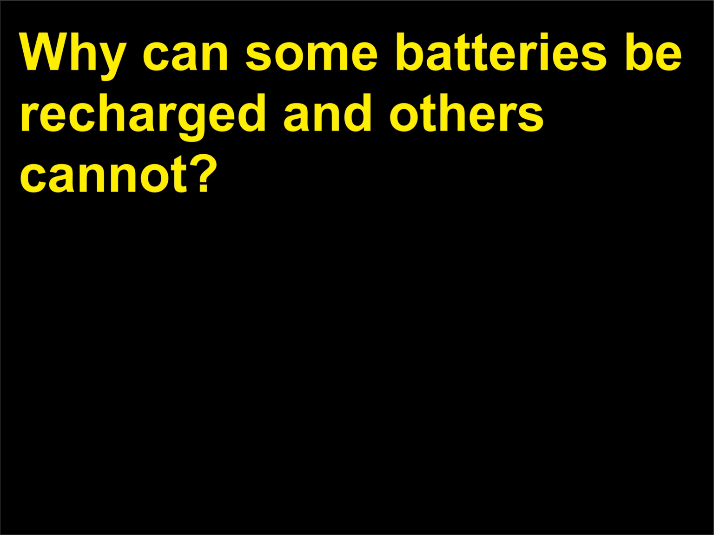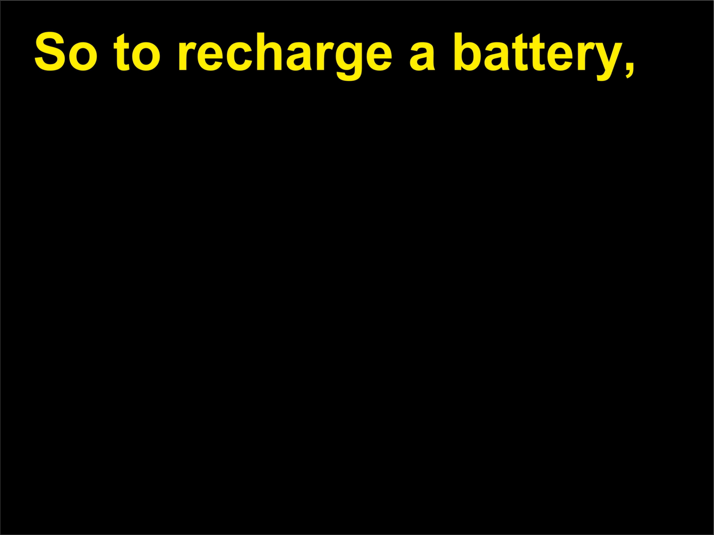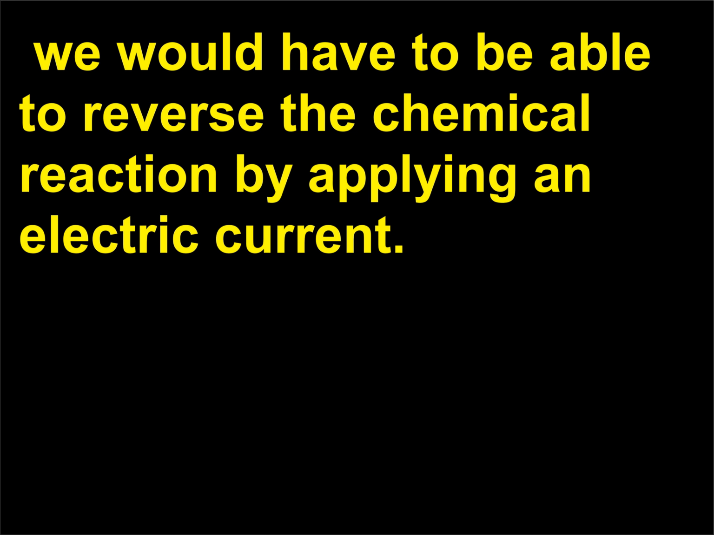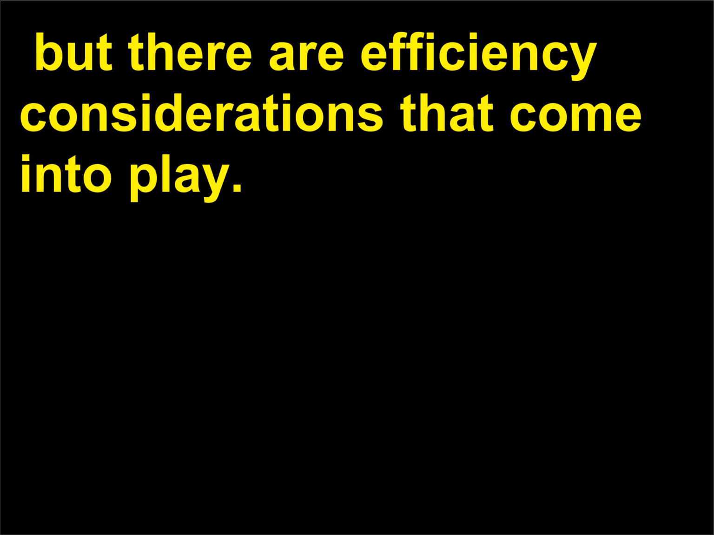Why can some batteries be recharged and others cannot? Batteries produce electricity from a chemical reaction. So to recharge a battery, we would have to be able to reverse the chemical reaction by applying an electric current. In truth, most batteries use chemical reactions that could be reversed. But there are efficiency considerations that come into play.